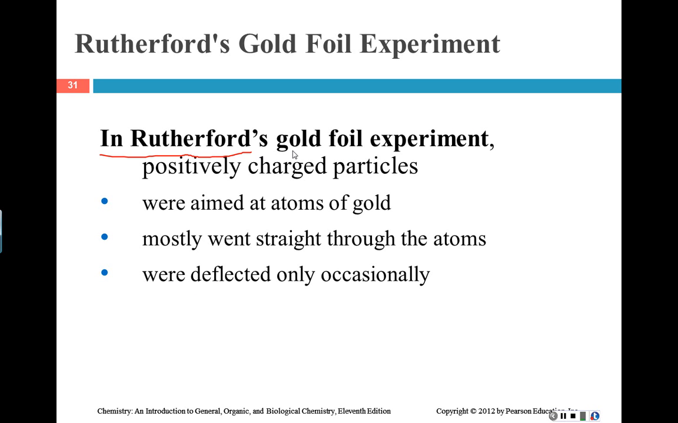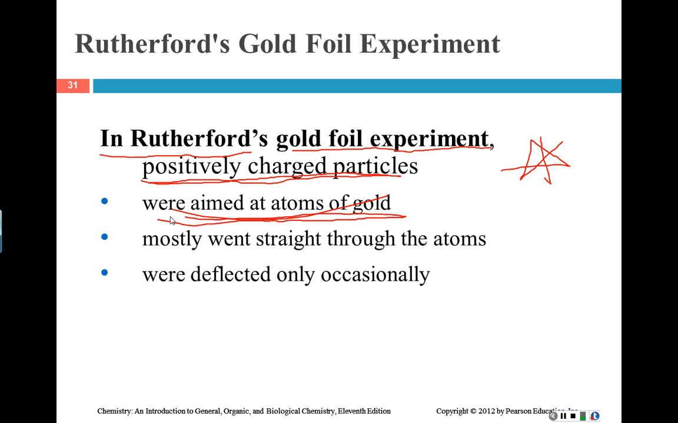And so there was an experiment by a gentleman named Rutherford. It's called the gold foil experiment. And this is where we first found out about these positively charged particles, and it told us a lot about the nucleus. He took some positively charged particles and aimed them at gold. He had some gold foil there. That's why they call it the gold foil experiment.